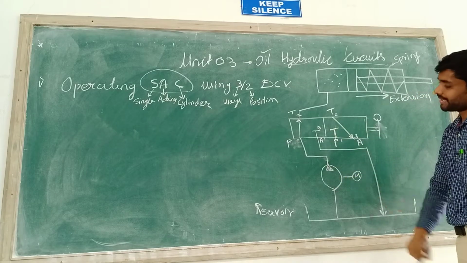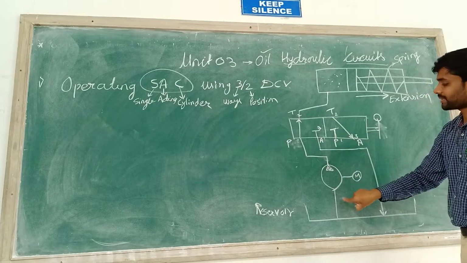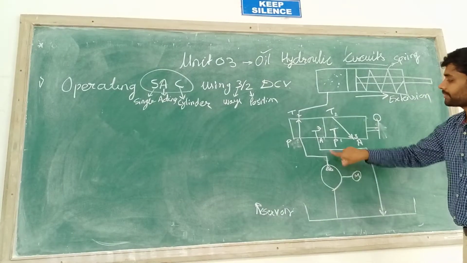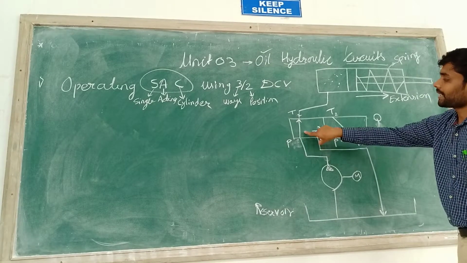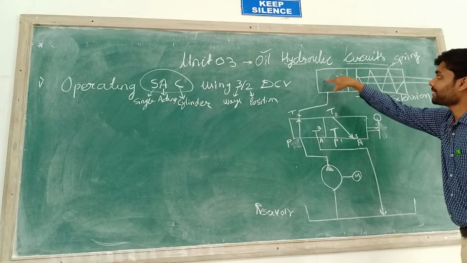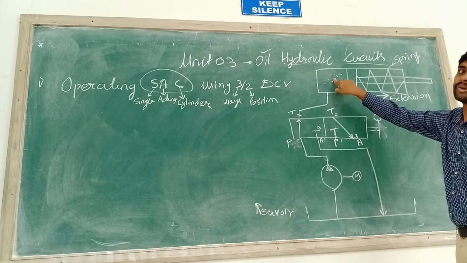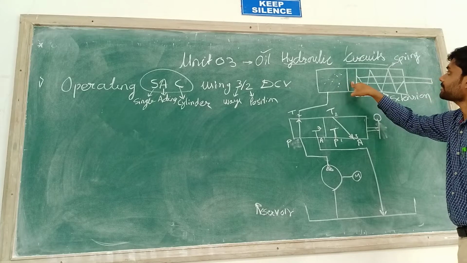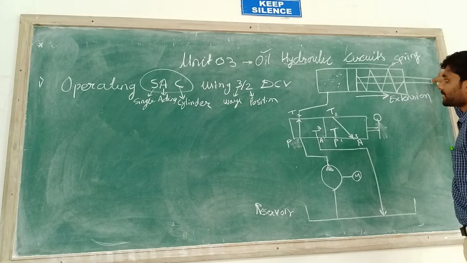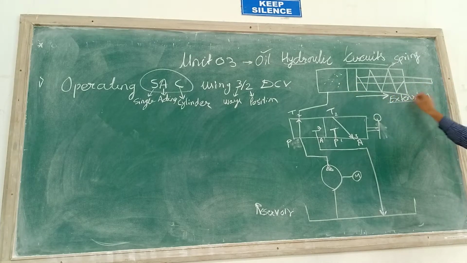What will happen here: the motor's pump will pump the hydraulic fluid at high pressure, and the high pressure oil comes into that region. This high pressure oil forces this piston in the outward direction. We call this stroke an extension stroke.